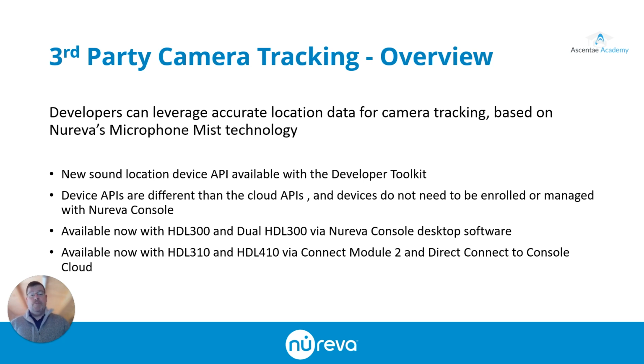Third-party camera tracking is available for users of the HDL300, the Legacy Dual HDL300, the HDL310 and the HDL410. In terms of the HDL410 though, because we're using 2 speaker bars with a unified map, camera tracking can be even faster and more accurate because the 410 can provide XY coordinates of the exact position of the audio. And we'll explain that in more detail as we get through the course.